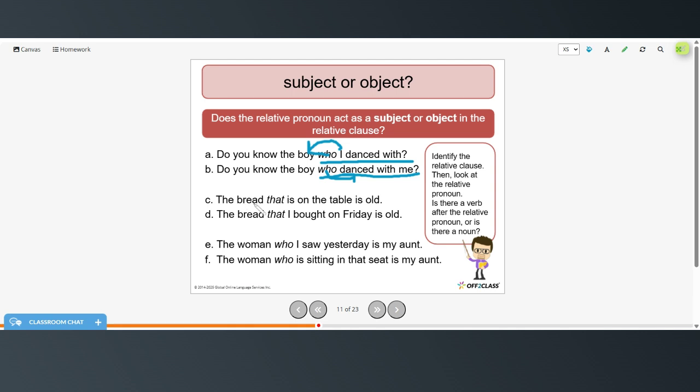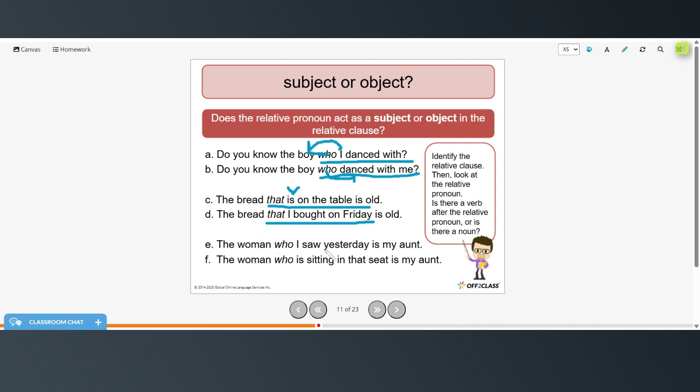The bread that is on the table is old, so we have that is on the table. And the pronoun that is followed by a verb, is. And the bread that I bought on Friday is old, so that I bought on Friday. And here, that is followed by a pronoun I.